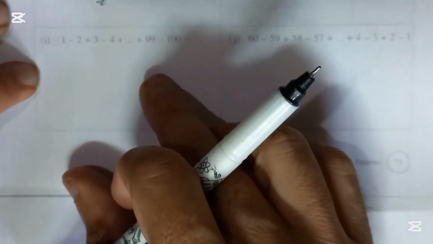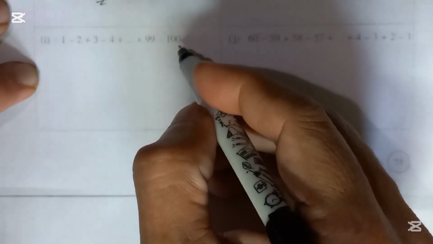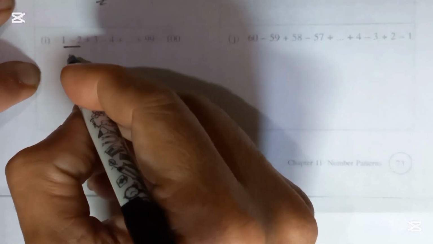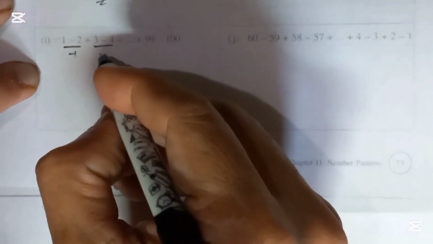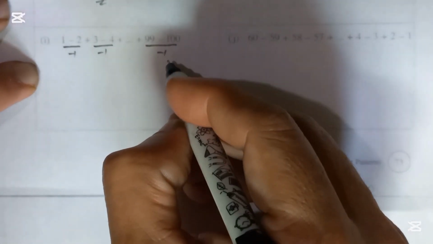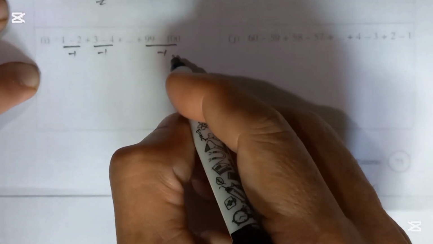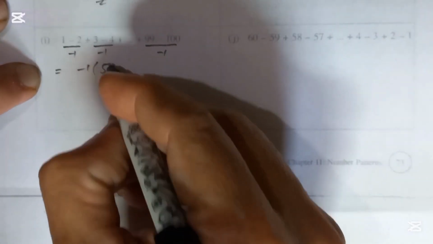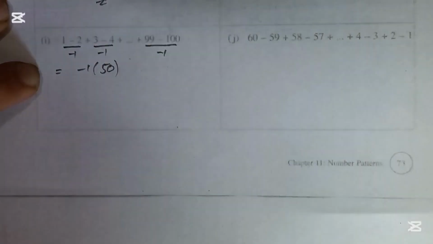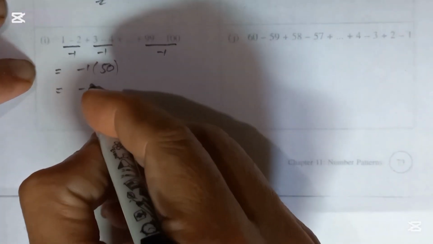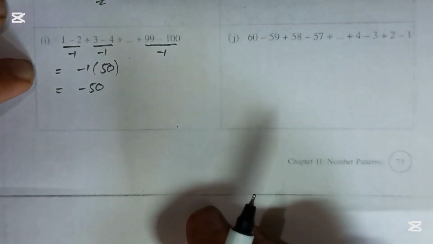In part I, here is another, different type of question. In this question you can see we have values up to 100, but in every consecutive pair the answer is -1. Look at the next consecutive pair, the answer is -1, and so on, and the last pair also has -1. So if every consecutive pair has the answer -1, definitely there will be 50 pairs in the question. So when we solve it, the answer will be equal to -50. So this is the answer of this question.